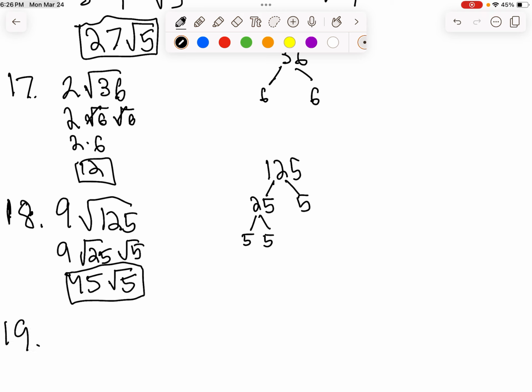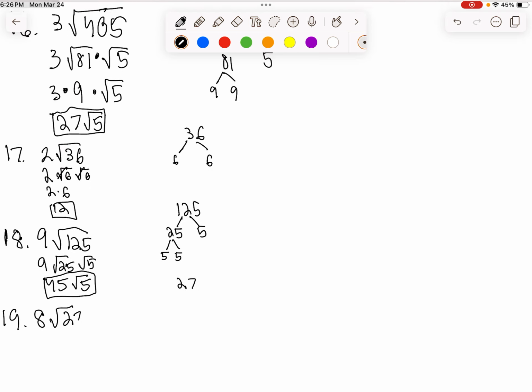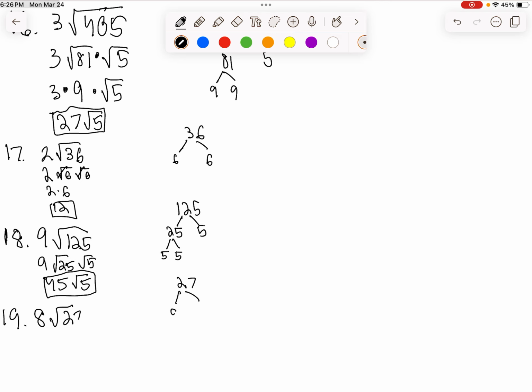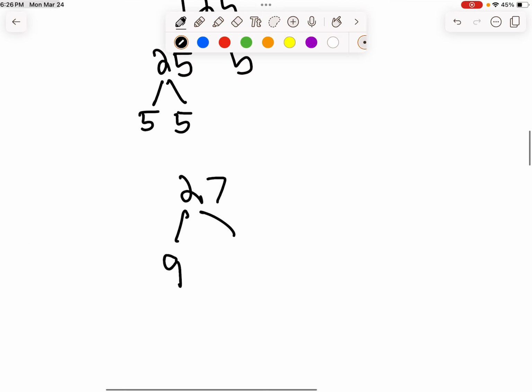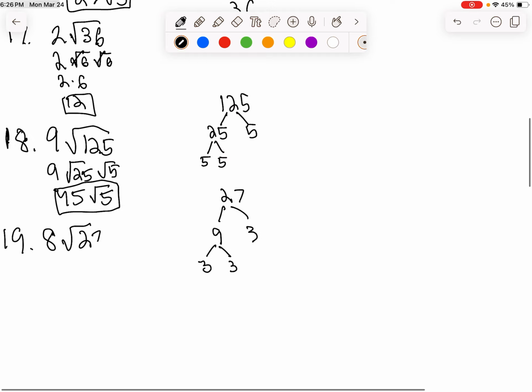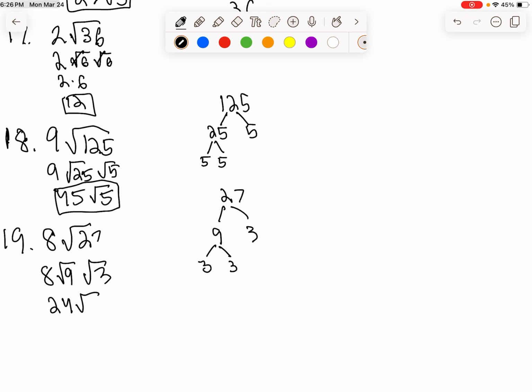19. 8 times the square root of 27. 27 is 9 times 3. 9 can be broken down into another set of 3. So 3 times 3. So 8 times square root of 9 times the square root of 3. 8 times 3, aka 24 square root of 3.